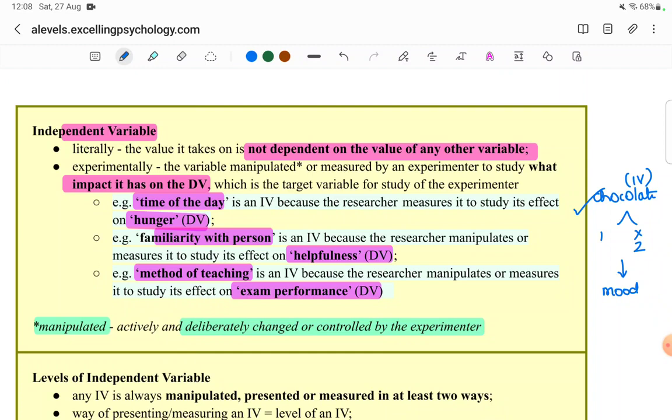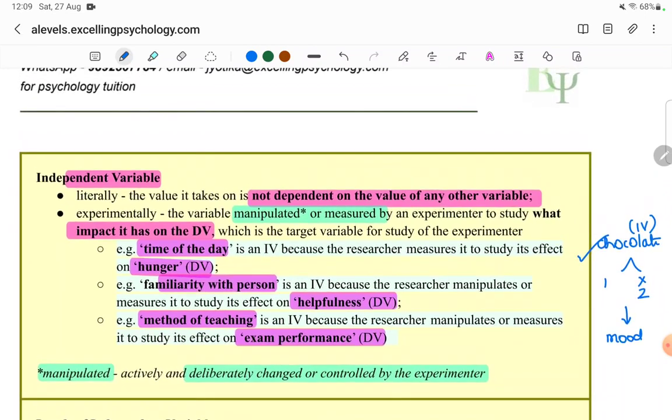In many experiments, we'll find that independent variables are indeed manipulated by the experimenter. But is this necessary? No. Sometimes independent variables could simply be measured by an experimenter. Let's understand this, and this understanding is very important. Some variables simply cannot be manipulated by an experimenter. Either it is impossible to manipulate these variables, or it is unethical to manipulate these variables. Let's consider one example. Supposing the researcher wants to study what impact gender has on intelligence.